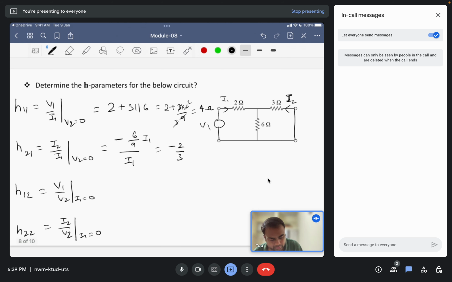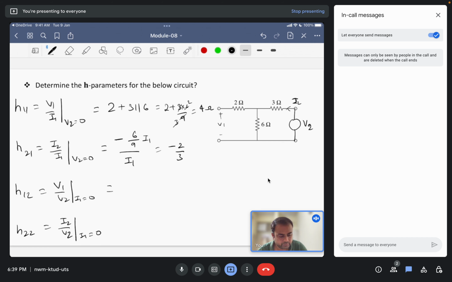This is dimensionless. On the third one, for V1 by V2, we have to open the input ports and connect the supply on the right side. The direction of flow is I2, I1 is 0, and there is some potential V1. So first of all, we have to calculate V1 by V2.